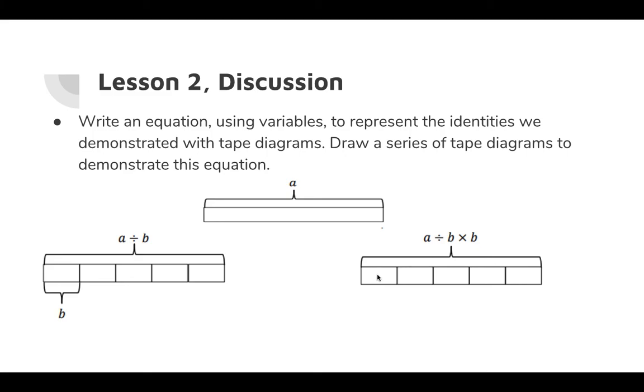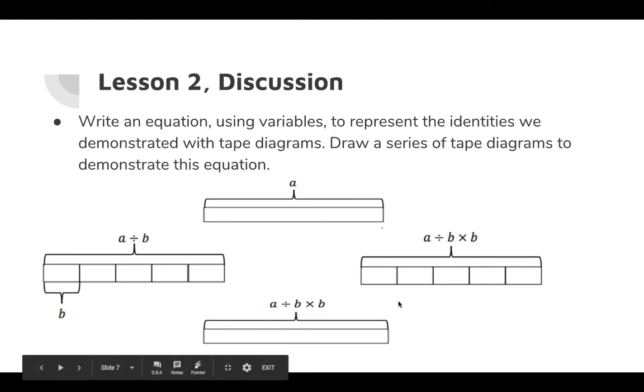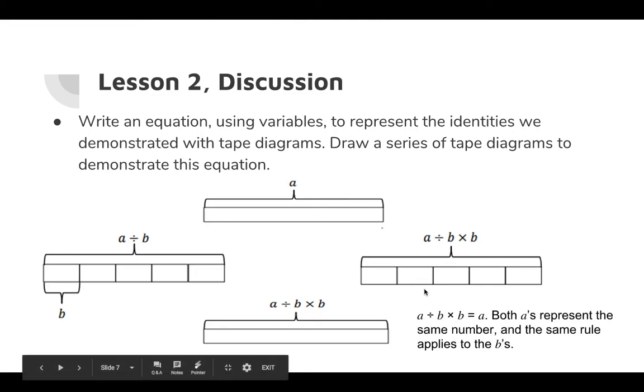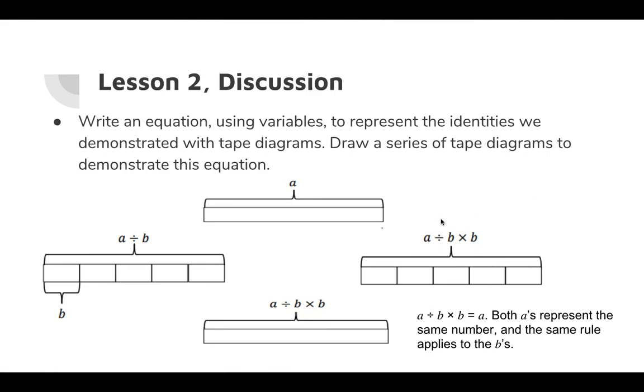Now let's say we're going to multiply it by B, and we're going to evaluate the sentence. So A divided by B times B. When you evaluate that, or you solve it, this is what it looks like again. So we're back to the same box that we started off with earlier. A divided by B times B equals A. Both A's represent the same number and the same rule applies to the B's. We have the same number for the B's as well. Pretty simple concept, ladies and gentlemen.